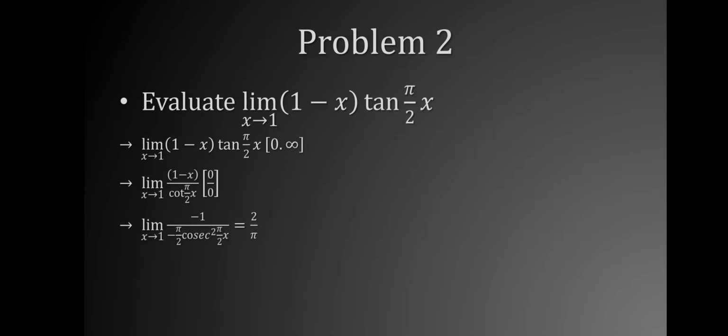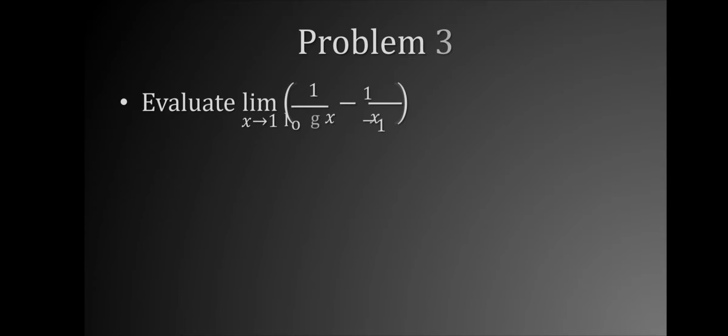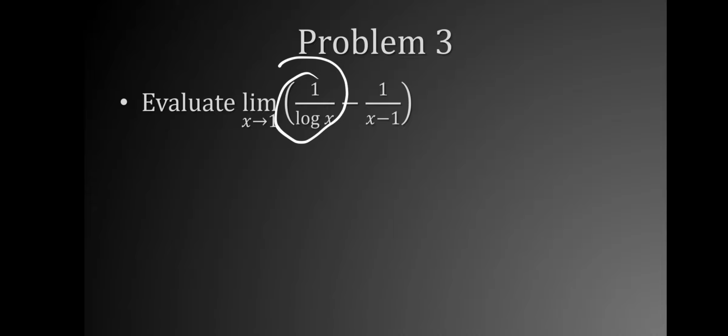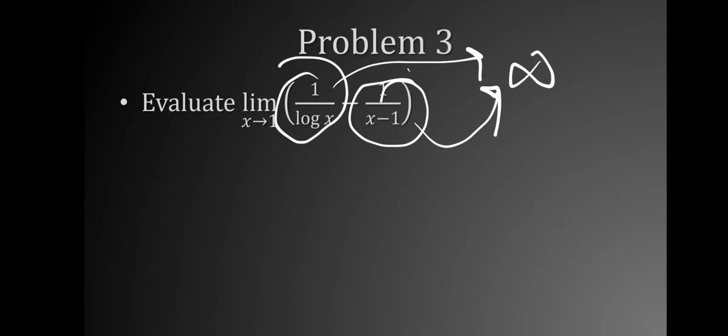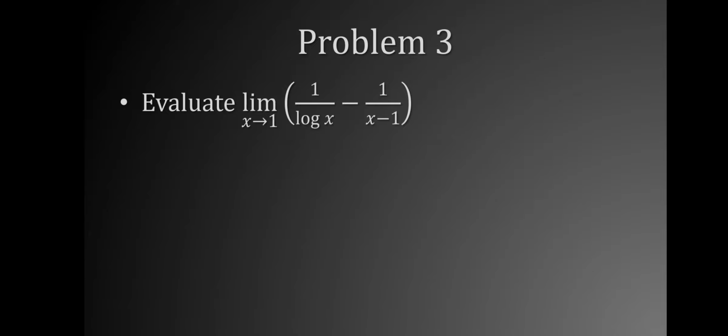Next, problem number 3. Now here, this is a different form, so let us check what happens. If x tends to 1, log x tends to 0. Obviously, log of 1 is 0 and 1 by 0 is infinity. So this function goes to infinity, and for 1 by x minus 1, 1 minus 1 is 0, so this also goes to infinity. Therefore this limit is in infinity minus infinity form.